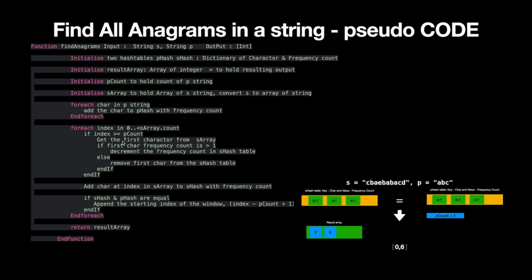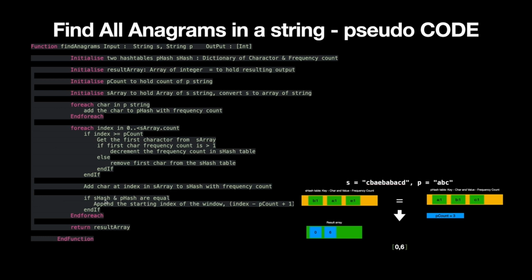So for removing the character, we'll get the first character from our S array, which is already there, and we'll check its frequency count. If its frequency count is greater than 1, then we'll just decrement the frequency count. And if its frequency count is exactly 1, then we'll remove that character from the S table. So we won't just remove it, we'll check its frequency count. If it is greater than 1, we will decrement it. If it is equal to 1 or less than 1, then we'll just remove it from our S hash table itself.